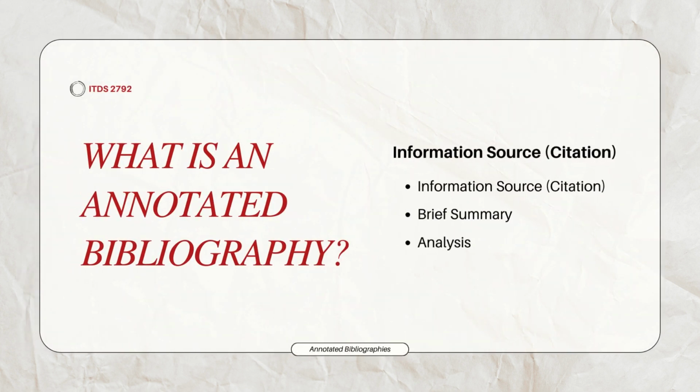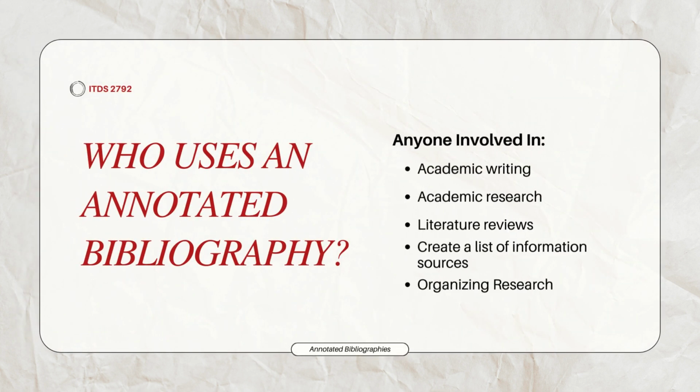So, what exactly is an annotated bibliography? In very simplistic terms, it's a list of citations to books, articles, and other sources, accompanied by a brief description and evaluative paragraph for each source. So, we can think of it as a very detailed bibliography that provides a summary and then an analysis for each source.